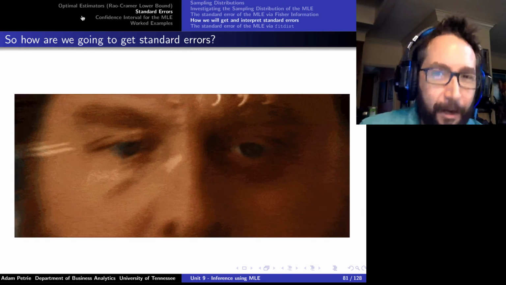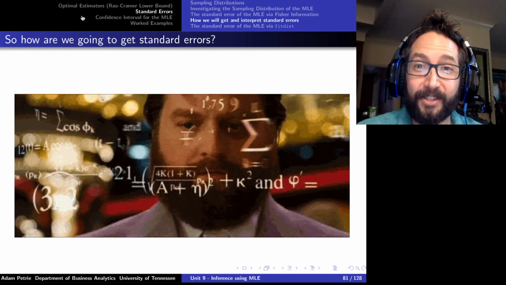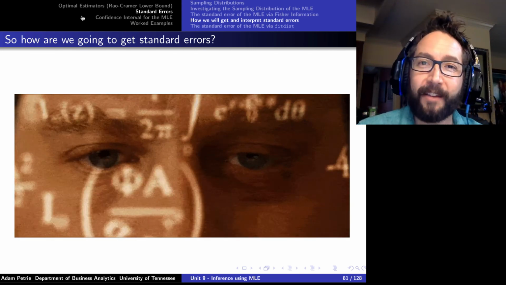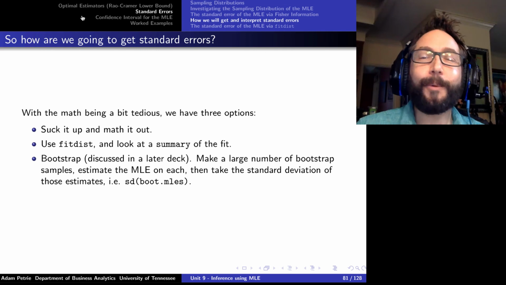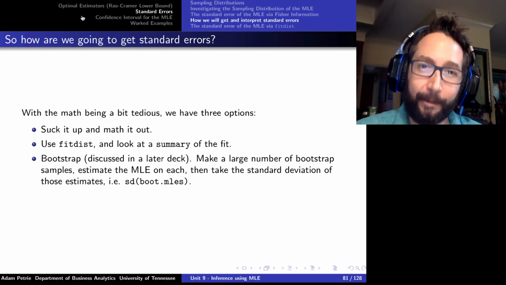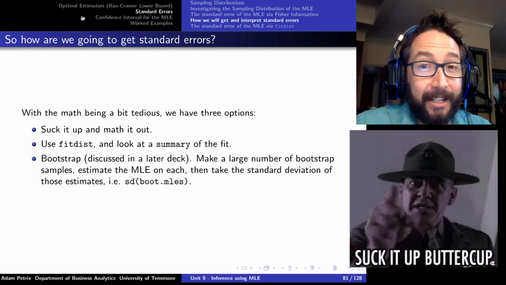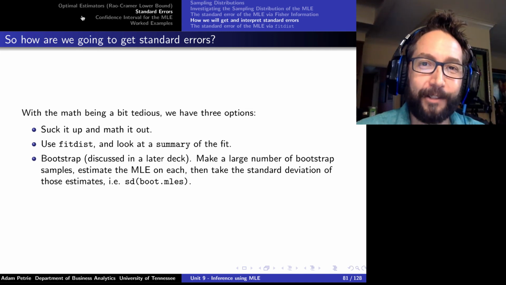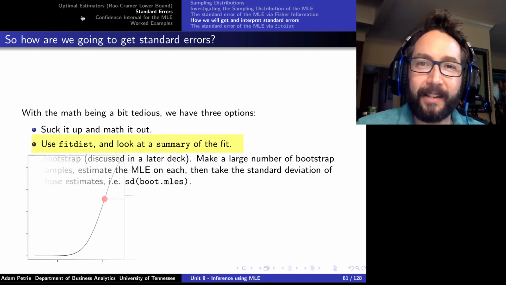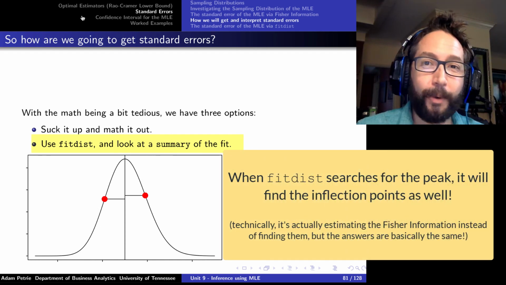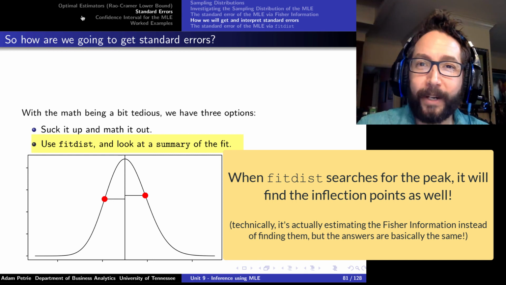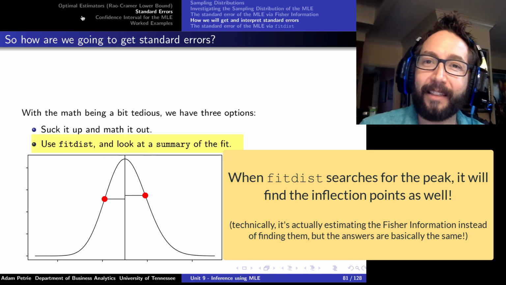So that's a lot of math to get the formula for the standard error with either the likelihood approach or trying to work out what that Fisher information is. So how are we actually going to get standard errors in practice? Well, we can suck it up and just do that math, but there really is a much better way to go about doing this. Because fitdist goes and does a search for where that likelihood peaks numerically, along the way it's going to figure out where those inflection points are of that likelihood.